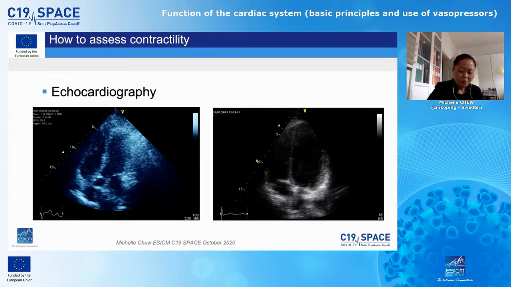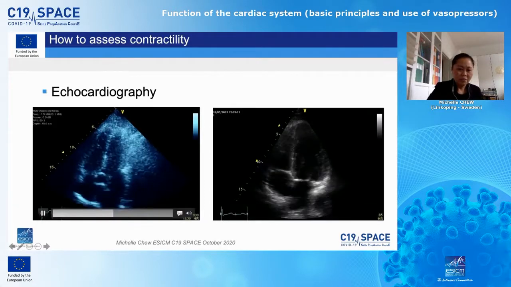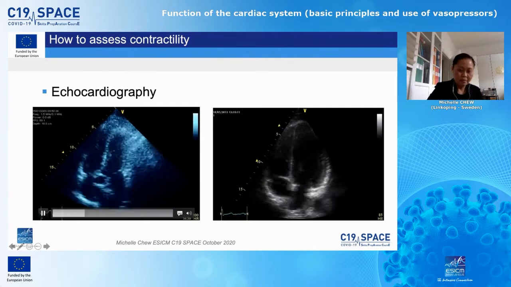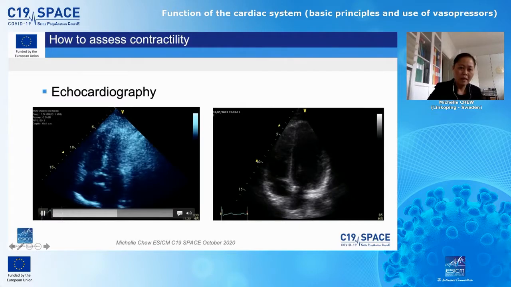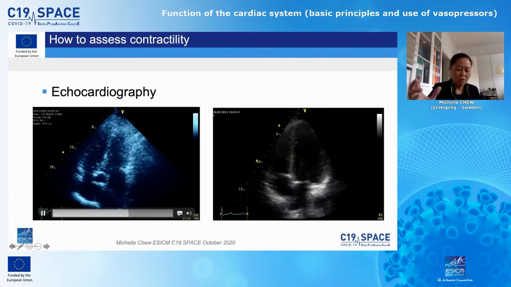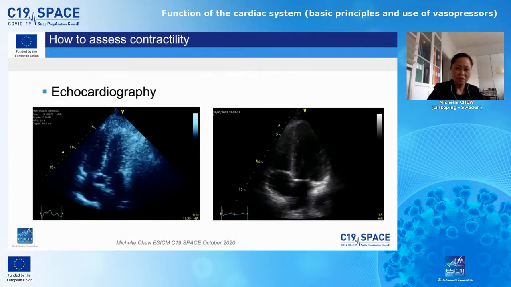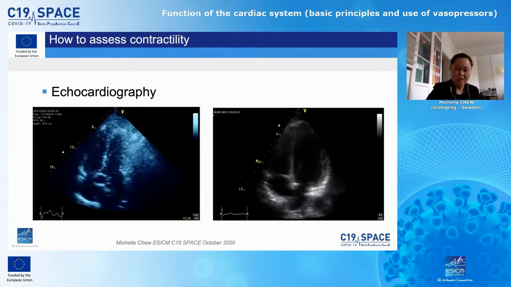So the most common way of assessing contractility in the ICU is using echocardiography. Now here you will see two very different hearts. The first one is one with very good contractility. This is the left ventricle, right atrium, left atrium, and you will see how the muscles are squeezed together to eject the stroke volume. Whereas in this image, you will see a poorly contractile heart. The muscles are not really squeezed together, so the stroke volume is low.